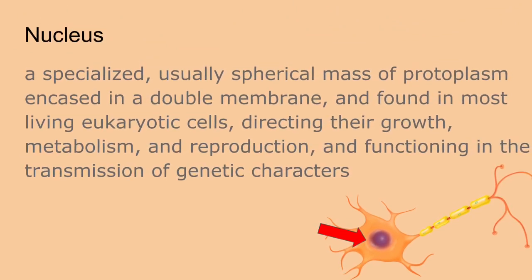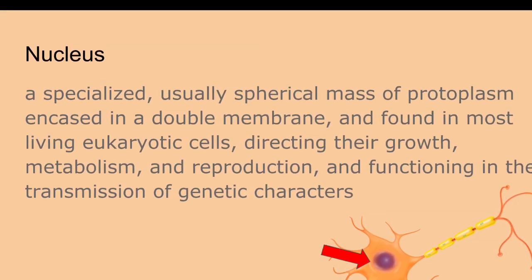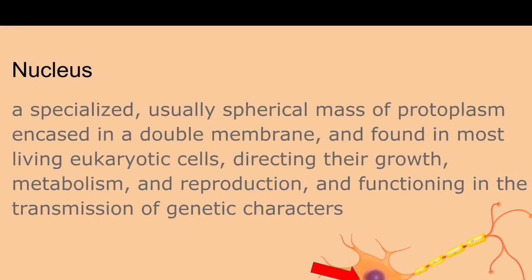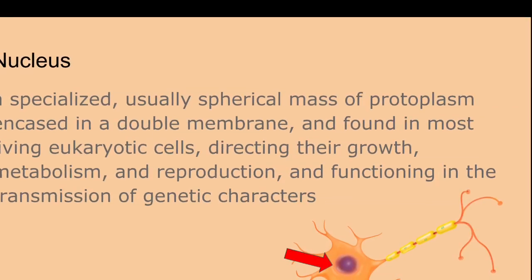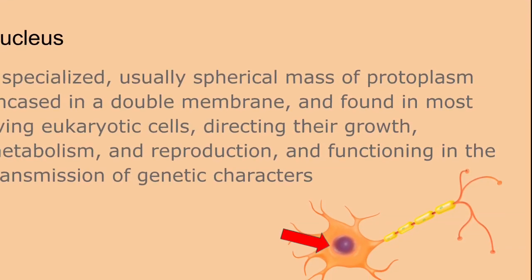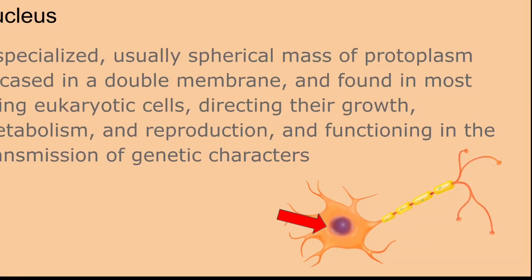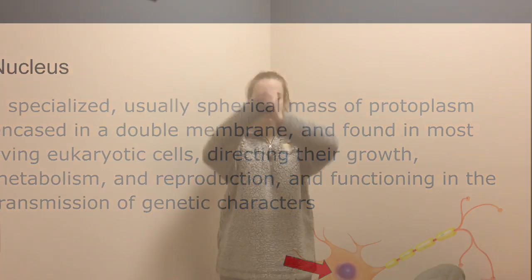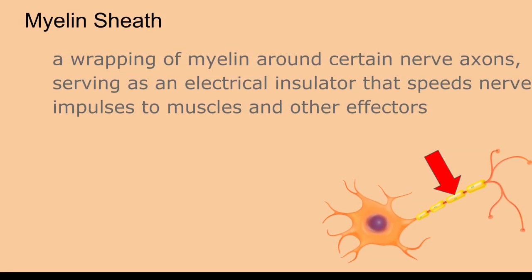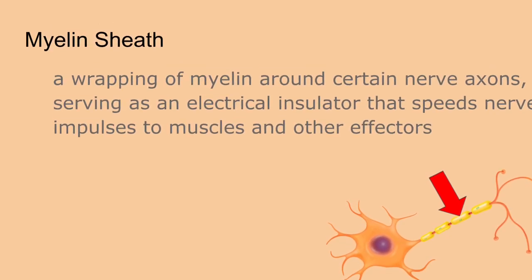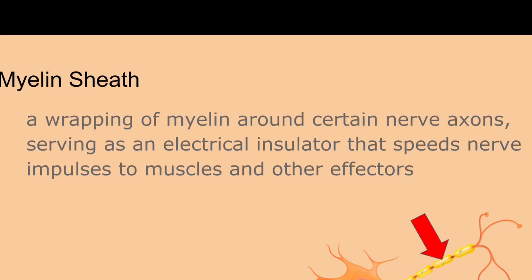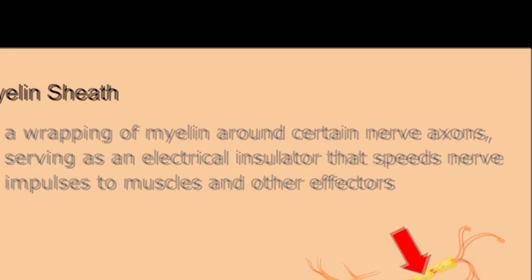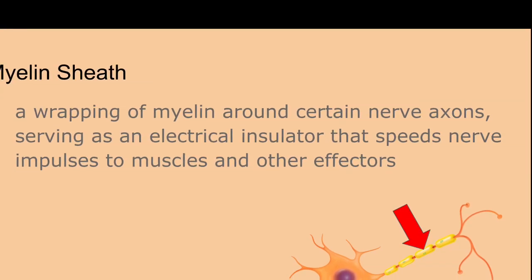Specialized, usually spherical mass of protoplasm encased in a double membrane and found in most living eukaryotic cells, directing their growth, metabolism, and reproduction, and functioning in the transmission of genetic characters. Nucleus. A wrapping of myelin around certain nerve axons, serving as an electrical insulator that speeds nerve impulses to muscles and other effectors. Myelin sheath.